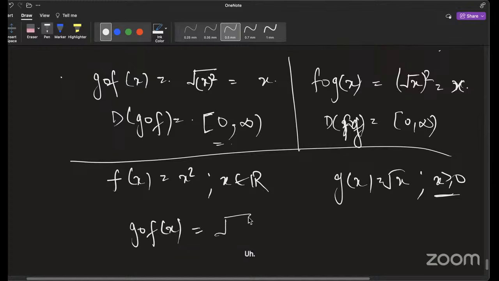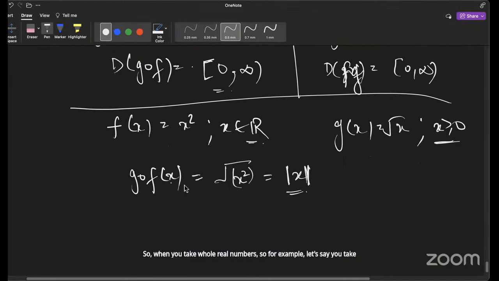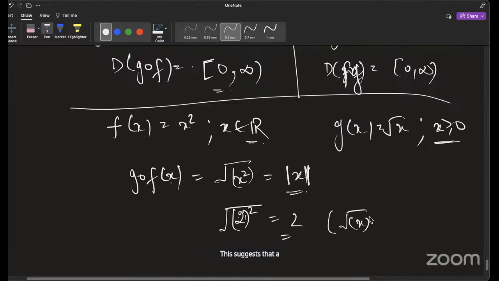Root under of x square. And what is it? X only. X. Mod x. Oh. So when you take whole real numbers, for example, let's say you put x equals 2, then you have 2 square here, and then you take the square root. 2 square is 4, and then the square root is 2. This is fine. You could have taken x for this. That means this thing is x, right?